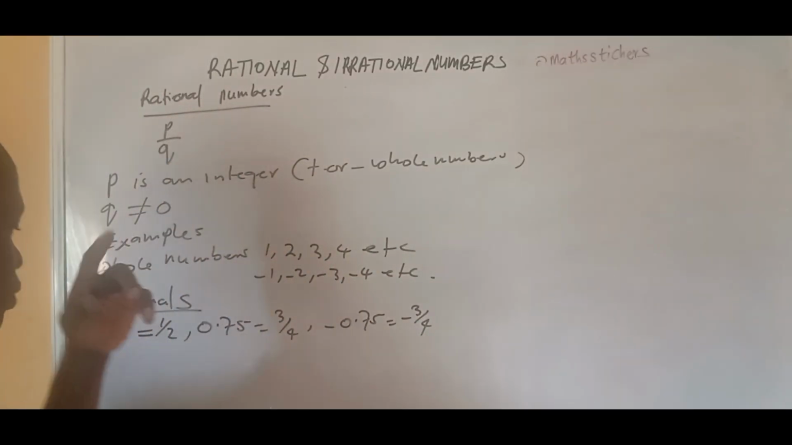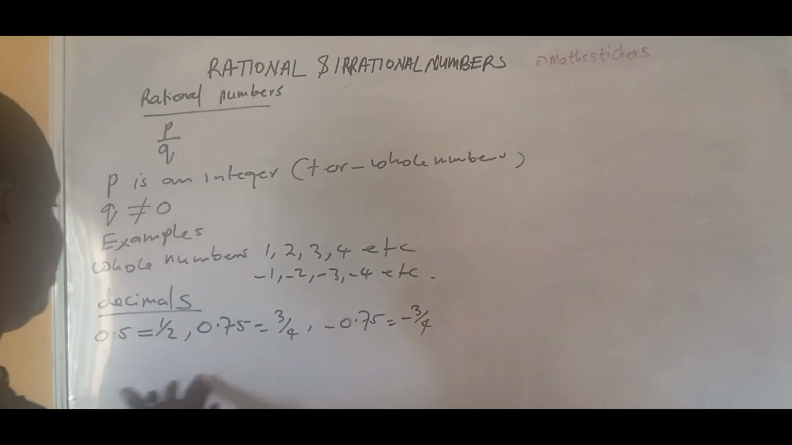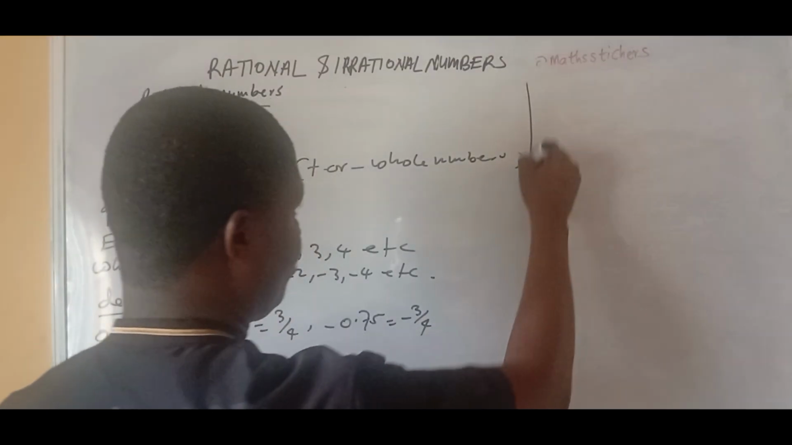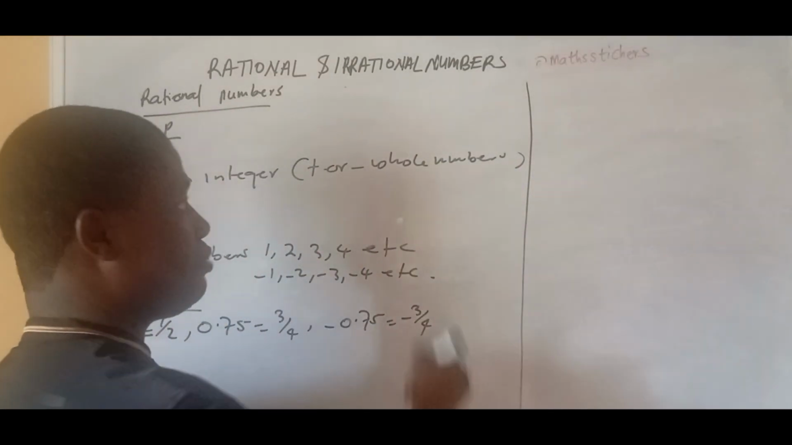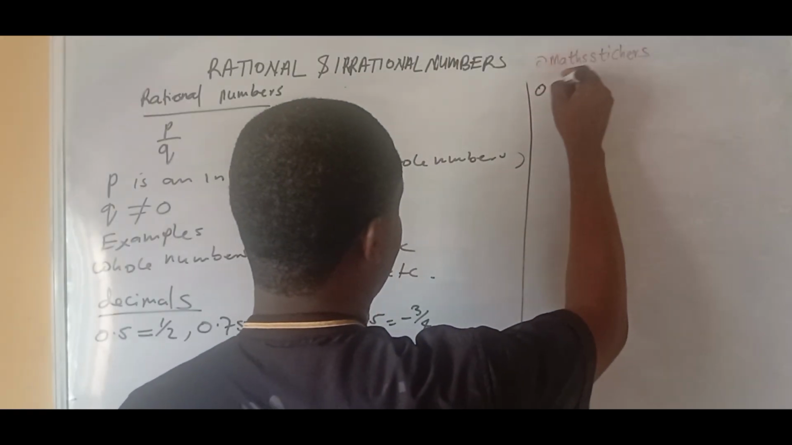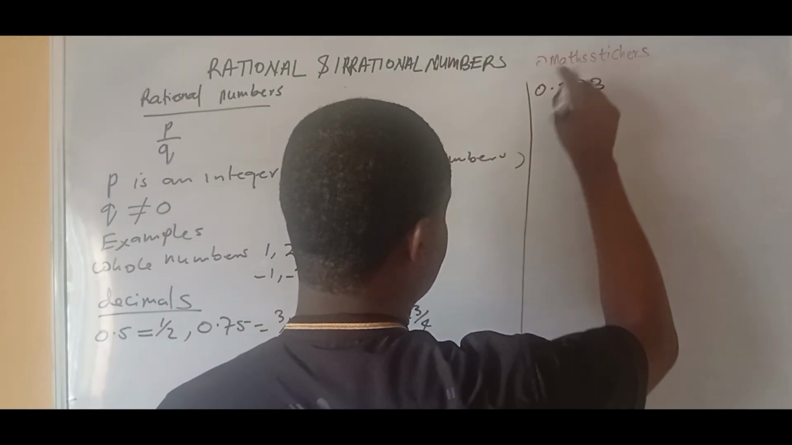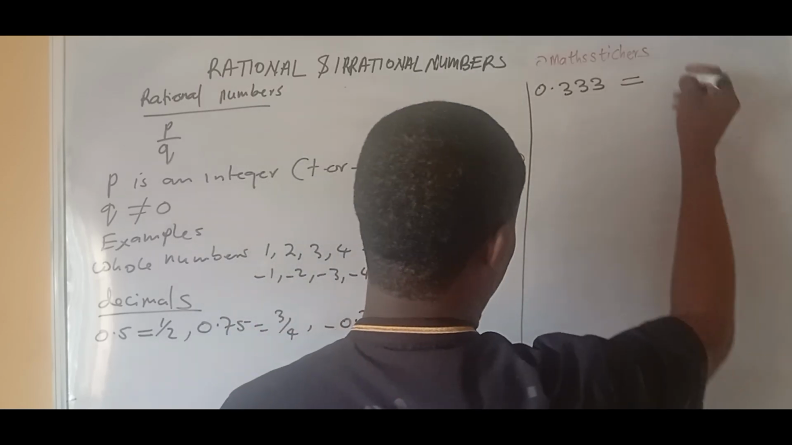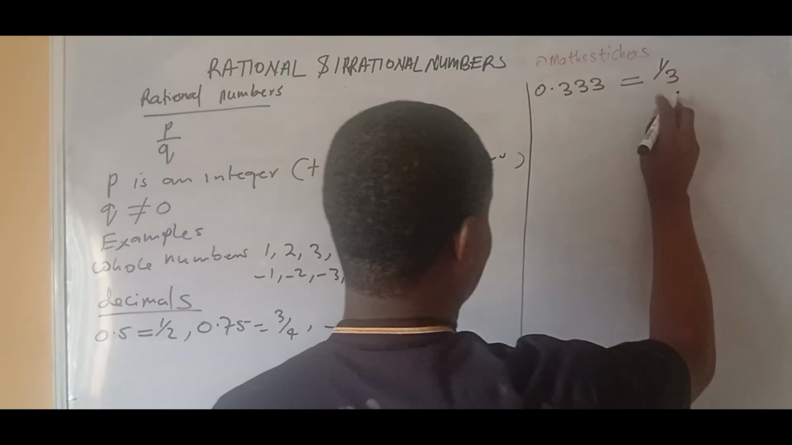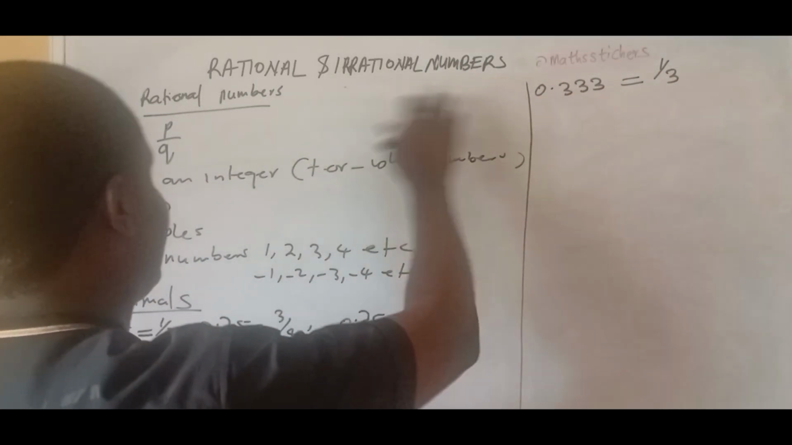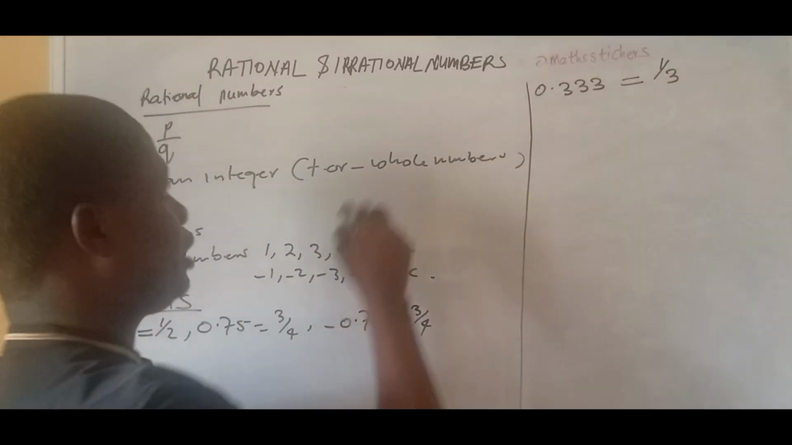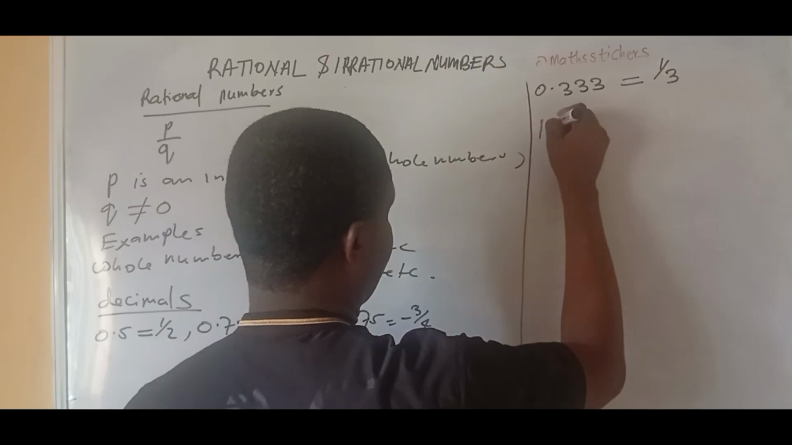So decimals that you know their exact value, their exact fraction, are regarded as rational numbers. So you also have another kind of decimal, which we call repeating decimals. So you can have repeating decimals such as 0.333. This is an example of a repeating decimal. And here you know the exact value, which is 1 over 3. So this can be regarded as rational numbers. Okay.